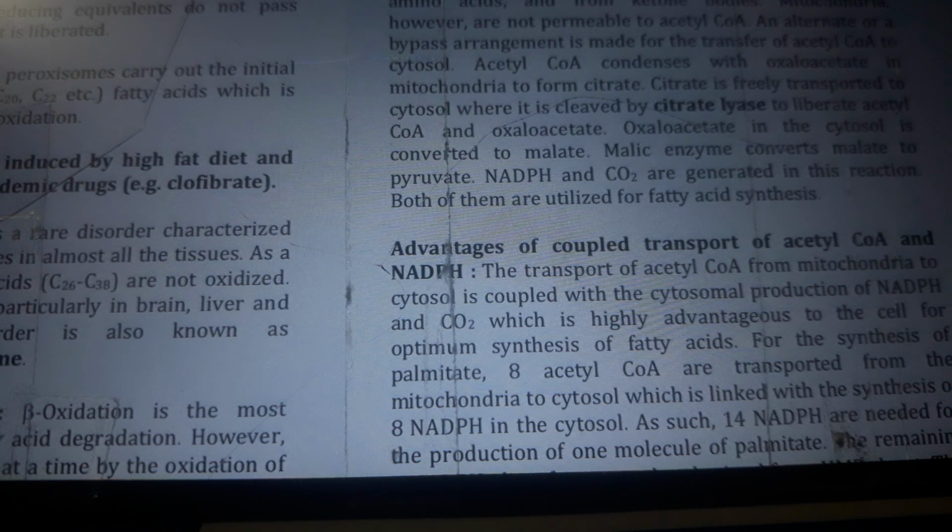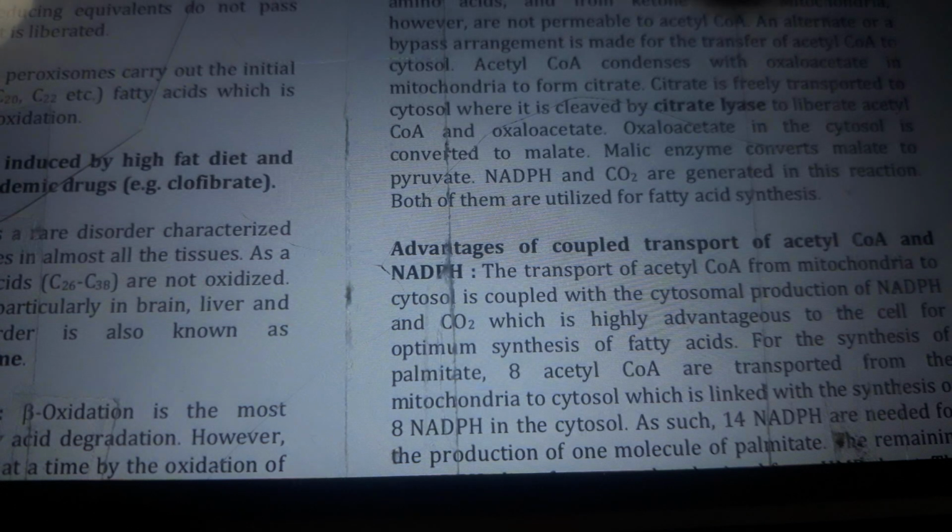Citrate is freely transported to cytosol, where it is cleaved by citrate lyase to liberate acetyl-CoA and oxaloacetate. Oxaloacetate in the cytosol is converted to malate. Malic enzyme converts malate to pyruvate, generating NADPH and CO2 in this reaction. Both of them are utilized for fatty acid synthesis.